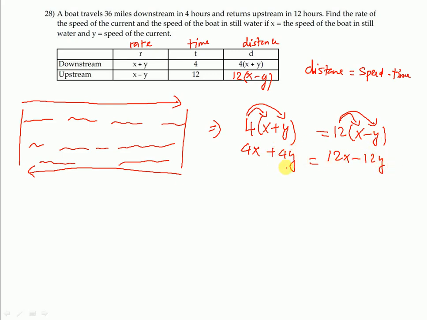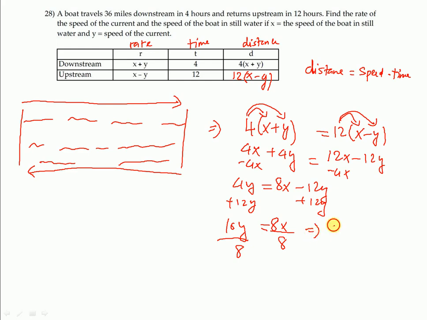Now let's solve for x. So I subtract 4x on both sides. I get 4y equal 12x minus 4x, that gives me 8x, minus 12y, and I add 12y on both sides. I got 8x equal what? 16y. Now I divide by 8 on both sides. That gives me x equal 2y. Now that means I can rewrite x in terms of y. So x is equal to 2y, right? x equal to 2y.